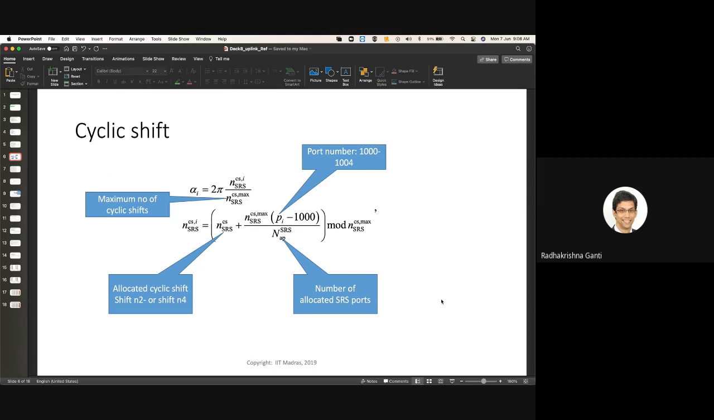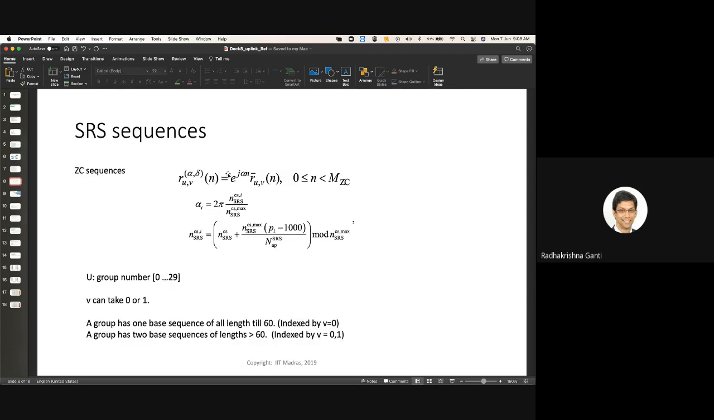Okay. So how are the cyclic shifts done? Just one minute. Yeah. So remember this. I'll just come back to the other slide. One minute. I'll just show you this. So you want the cyclic shift in the time domain.